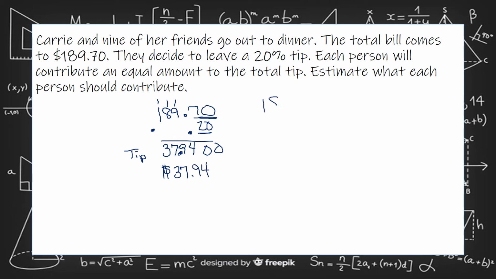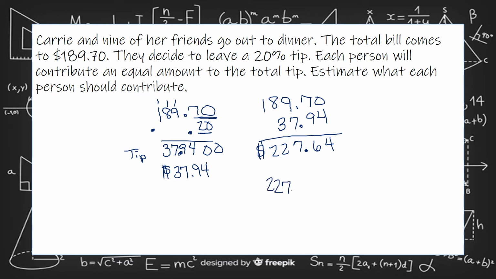So the total amount they owe is $189.70 plus the amount they're going to tip. So when I add this up, it's $227.64. Now, there are Carrie and 9 of her friends. That means there are 10 total people. We're going to divide this by 10 to figure out how much each one of them owes. So when you divide that by 10, each one of them owes $22.76.